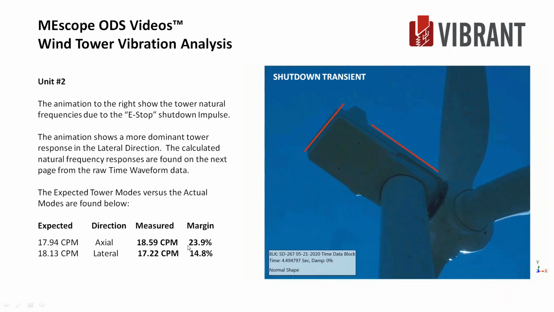So in this case, we have 23.9% margin in the axial direction, and in the horizontal direction, the frequency is lower. We only have 14.8% margin. We're shooting for 20. It's still acceptable. It's just on the low end. And actually, this was the worst performing unit on the site.